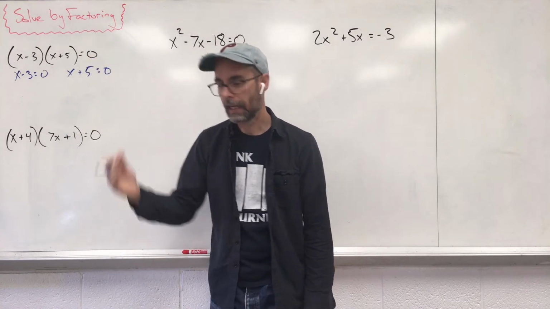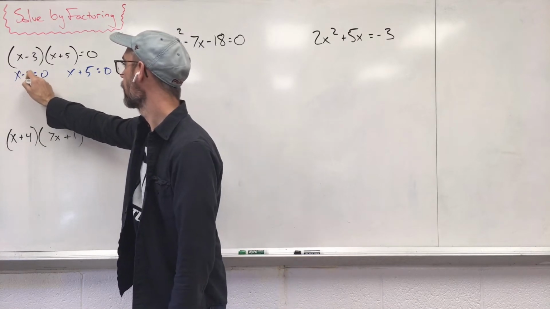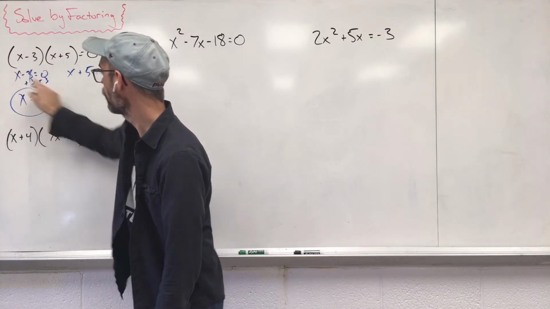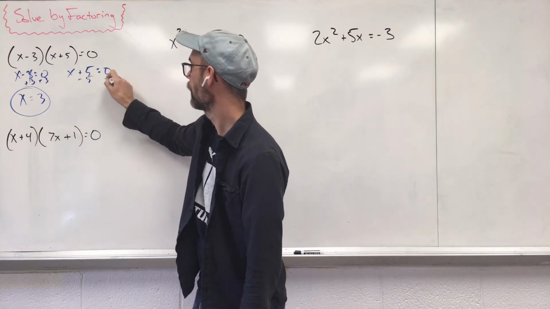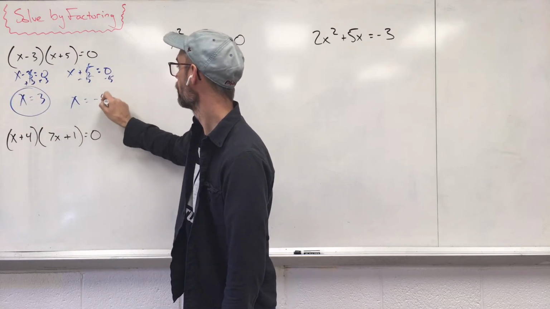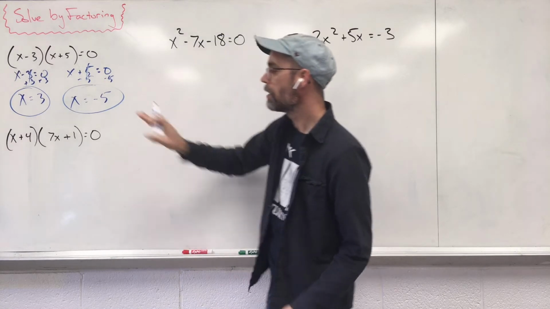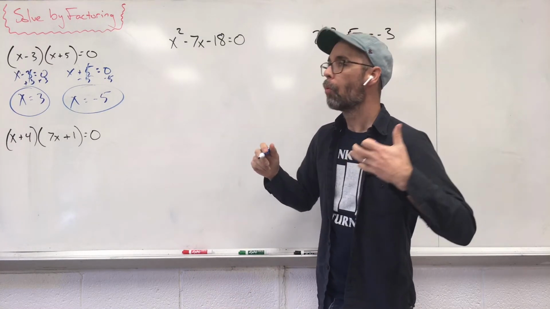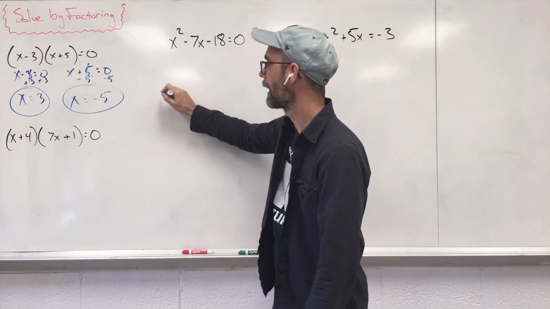Take each one, get x alone, doing inverse operations. Plus 3, x equals 3. Minus 5, x equals negative 5. What these two numbers tell me is where our parabola crosses the x-axis.